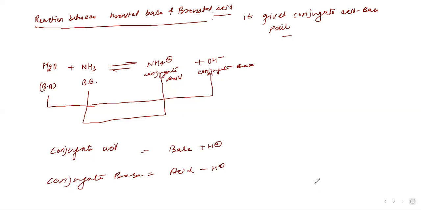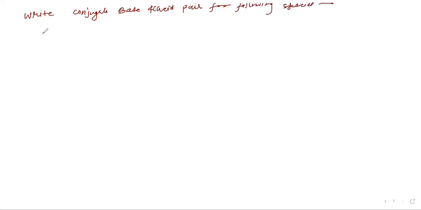I am erasing this one. Write the conjugate base and acid pair. Write the conjugate base and conjugate acid pair for the following species. Here I am writing the species. Here is the conjugate base; CB means conjugate base, CA means conjugate acid.